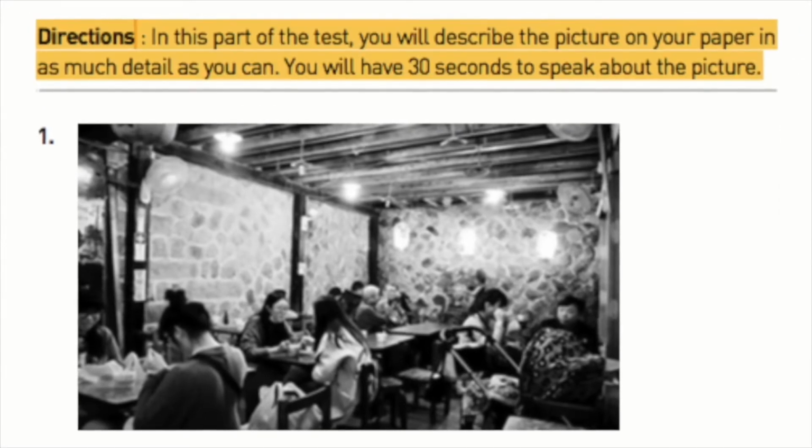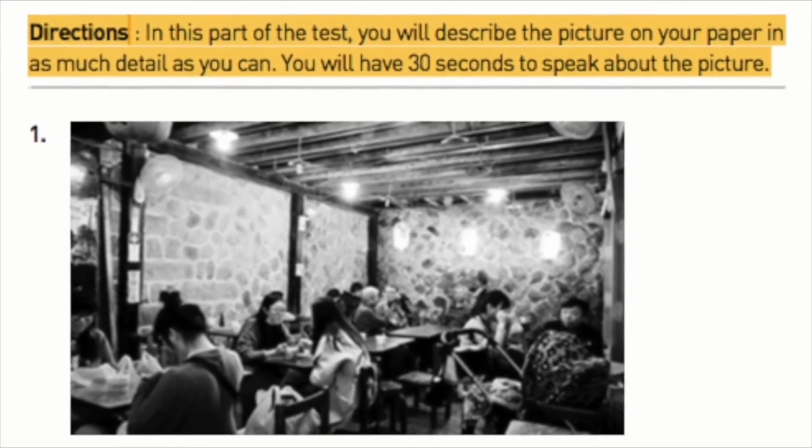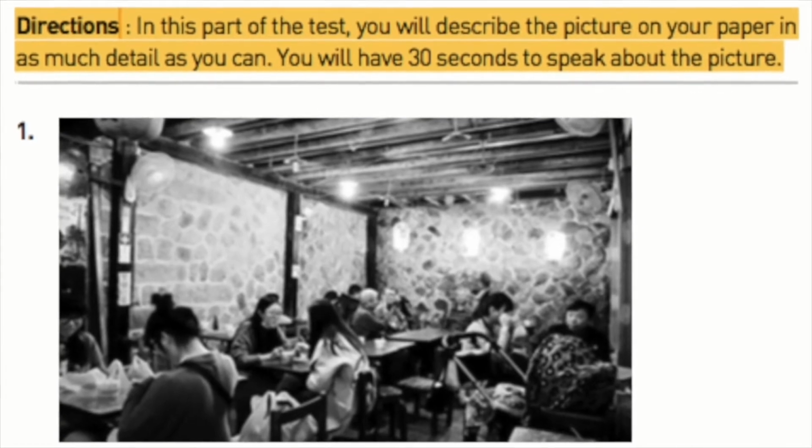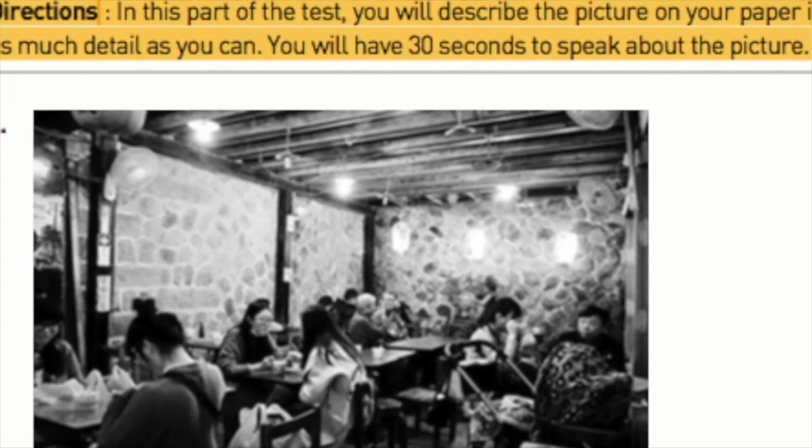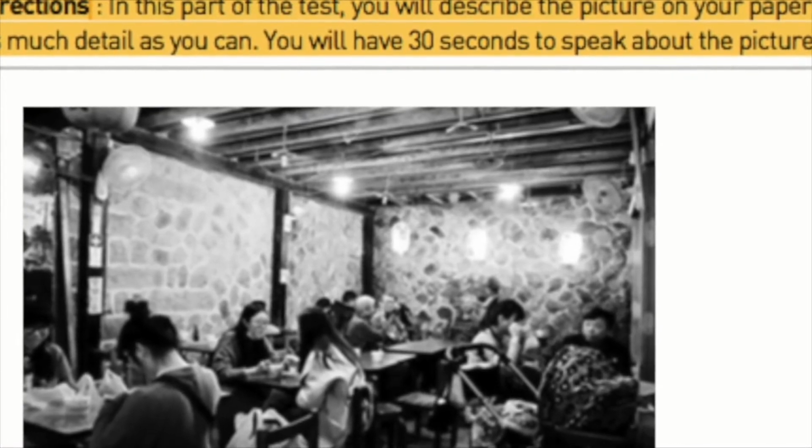In this part of the test, you will describe the picture on your paper in as much detail as you can. You will have 30 seconds to speak about the picture. 30 seconds? Yes, that's right. You will have 30 seconds to describe what you see in the picture. So, you can look down at the bottom. There are 4 black lines, and you can write down your answer.